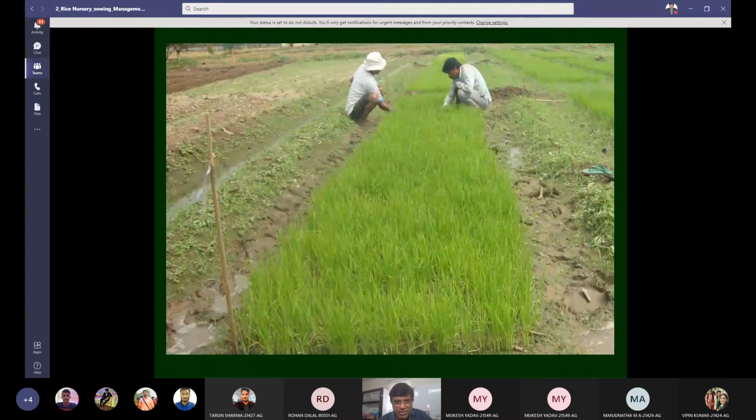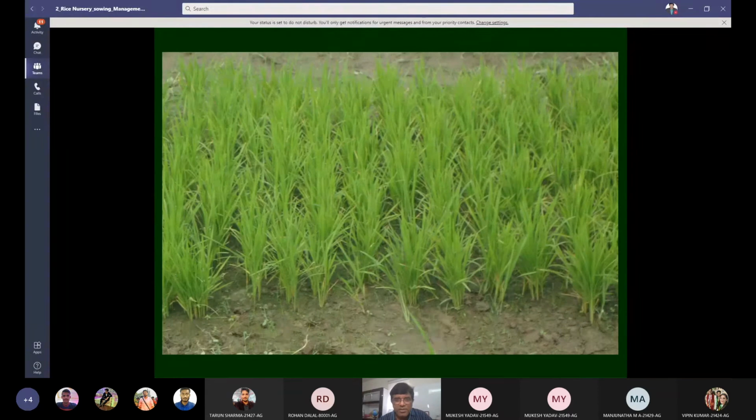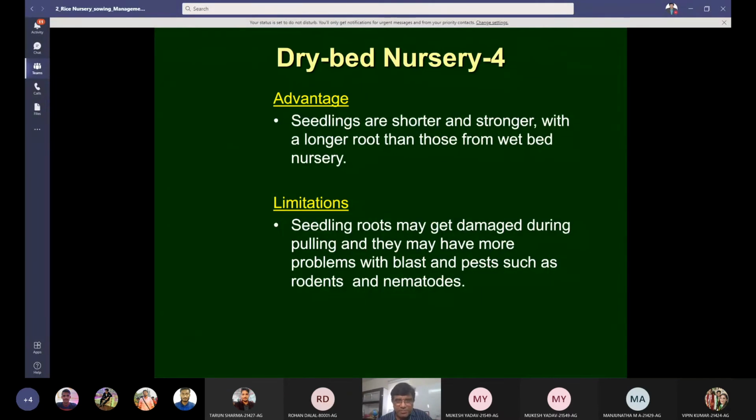Another case of dry nursery. This is dry nursery. Now there may be certain advantages of the dry bed nursery. Seedlings are shorter and stronger, with a longer root than those from the wet bed nursery. If you keep these plants continuously in water, their roots do not go deeper; they stay mostly near the surface of the soil. But under dry bed conditions, you get better root growth than with the wet bed method.